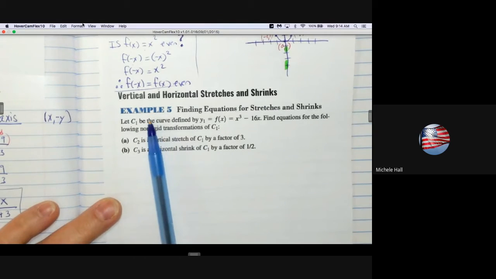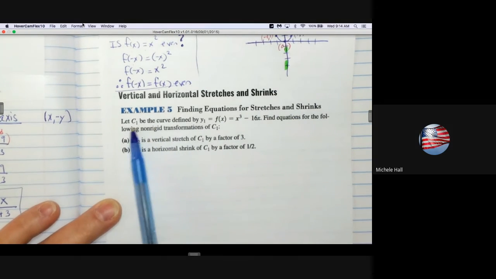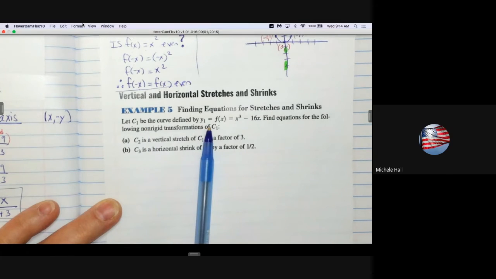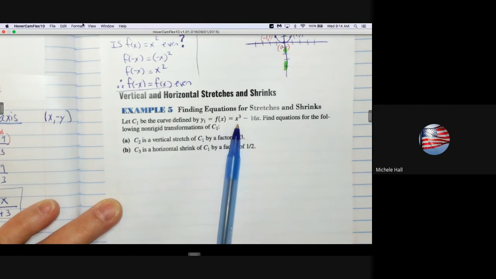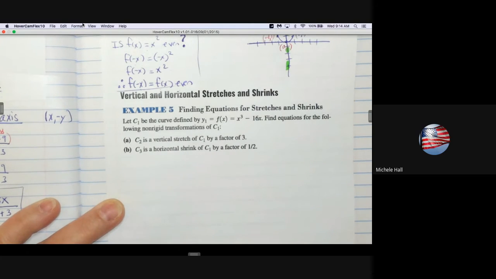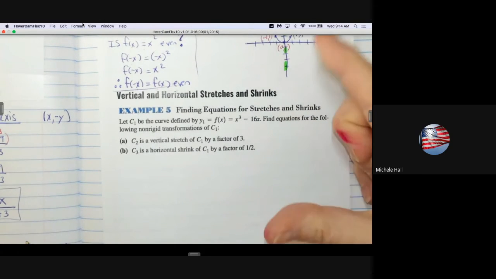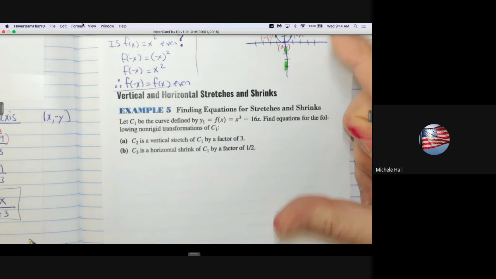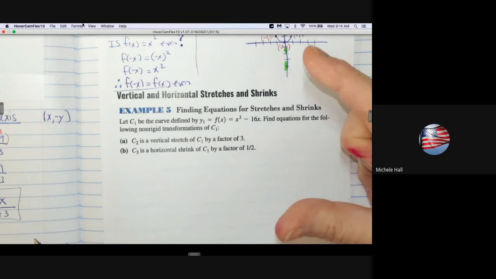Example 5, find the equations for stretches and shrinks. Let C1 be the curve defined by y1 equals f of x equals x cubed minus 16x. Find the equations for the following non-rigid transformations. All right, so here's C1. C2 is a vertical stretch of C1 by a factor of 3. A vertical stretch. Does that have to do with the y variable or the x variable? That has to do with the y variable.